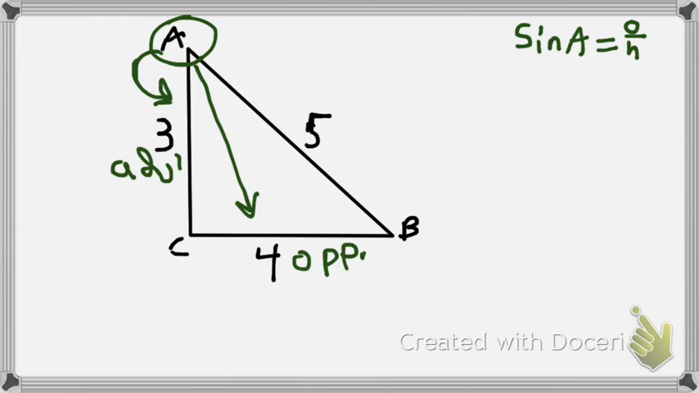Opposite over hypotenuse. Oh, I forgot to mark the hypotenuse. The hypotenuse is always going to be this one. It does not matter where you're looking at it from. The hypotenuse is the hypotenuse, because it's not directional. Opposite and adjacent are directional. Hypotenuse specifically refers to the long side of the triangle. So the sine of A, the opposite over the hypotenuse, is 4 over 5.